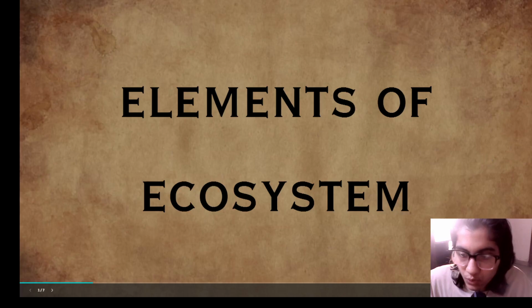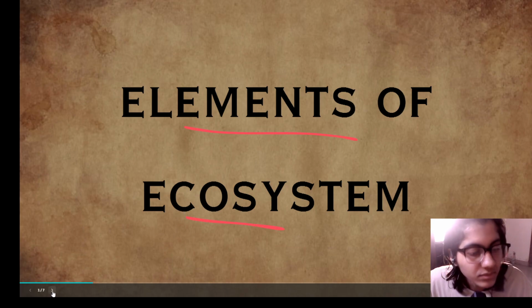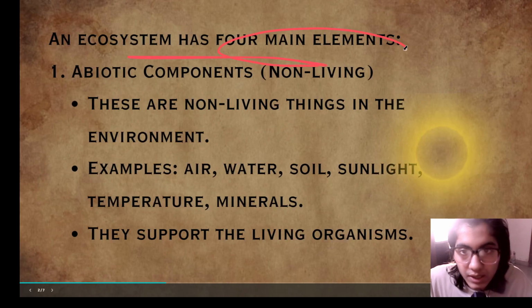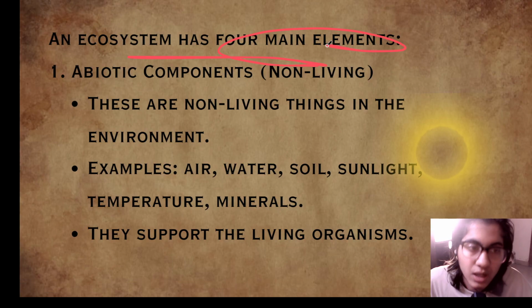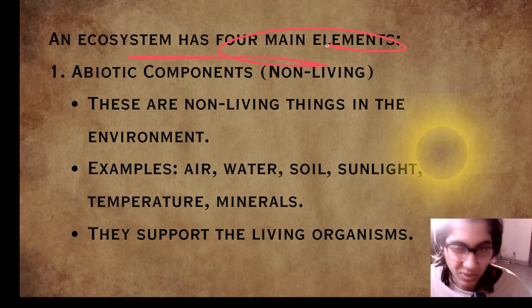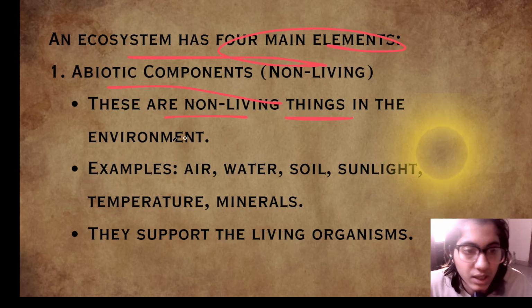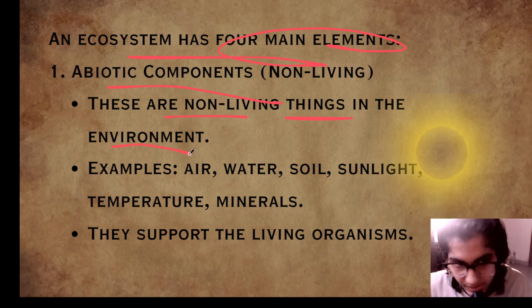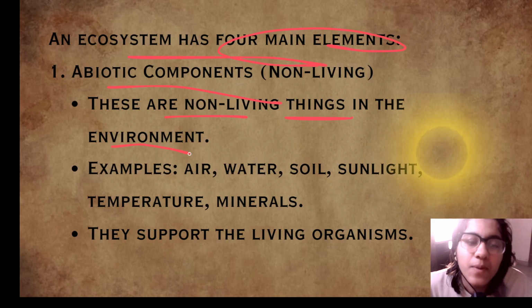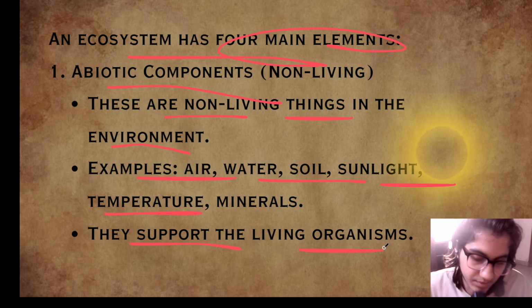In today's video, we are going to cover this topic, elements of ecosystem. So an ecosystem has four main elements. The first one is abiotic components, the non-living things in the environment. For example, air, water, soil, sunlight, temperature, minerals. They support the living organisms.